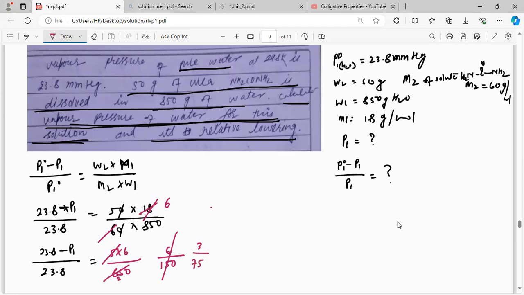So let us rewrite here. What we can write here? 23.8 minus P1 upon 23.8 equal to 3 by 75. Okay, so let us try to solve. This is also divisible: 3 2s are 6, and 3 5s are 15. So again, if you are writing this one, let me write here.